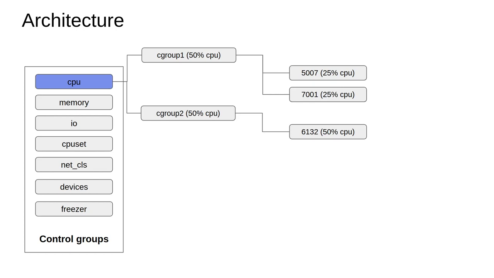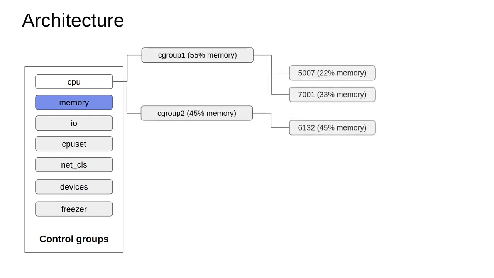So process 5007 effectively gets 25% of the CPU, and 7001 gets 25% of the CPU. If there was a third process in cgroup 1, then each of them would end up getting around 17% of the CPU.